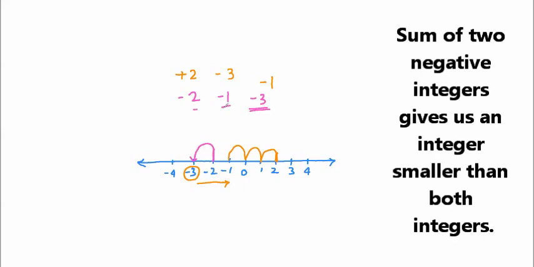So the answer for our third one is that if we want to get integers smaller than both integers after the sum, both the integers have to be negative integers. So then it's very easy. So what we can have? Minus 3, minus 4, minus 5, minus 11. So we take any two negative integers. Their sum is going to be always smaller than both the integers.